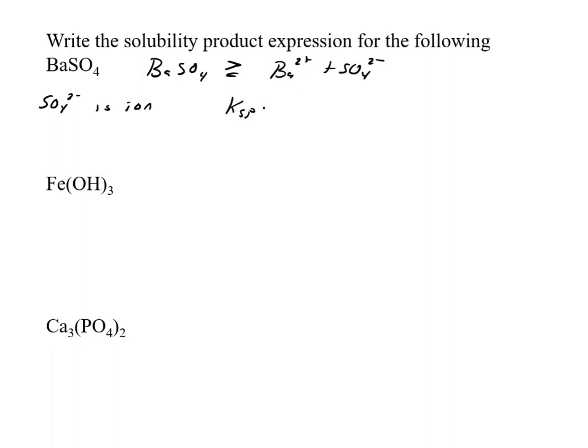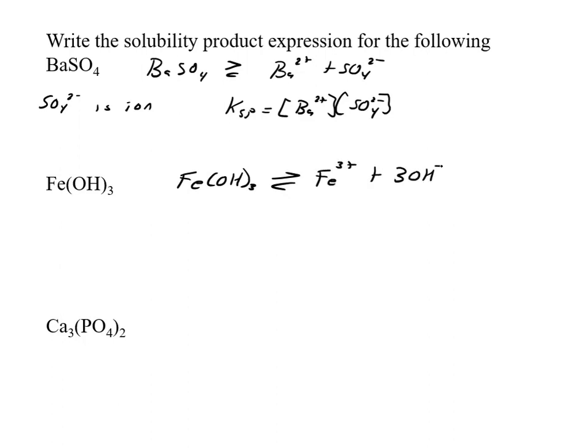But then the Ksp is still going to be the products over the reactants, but the reactants are not included because they're solids. So it's going to be the concentration of barium times the concentration of sulfate. And that's all I need to do there. I suggest pausing and then coming back to get the answer for the next one. For the next one, when I put iron 3 hydroxide into water, it's going to form iron 3 plus and 3 OH minuses. Again, OH is a polyatomic ion. So this time the Ksp is going to be the concentration of iron times the concentration of hydroxide, but this time it's raised to the third.